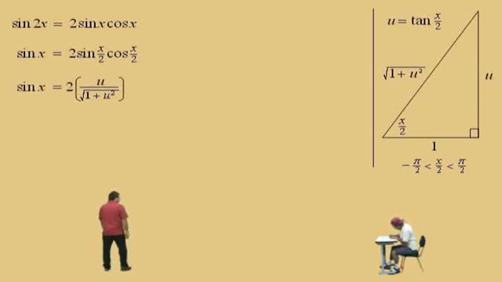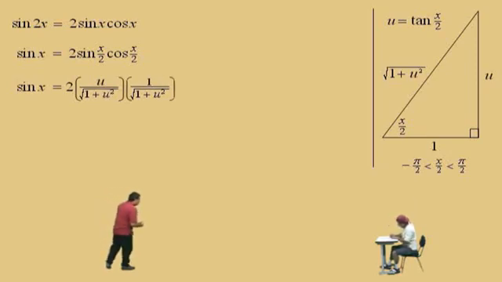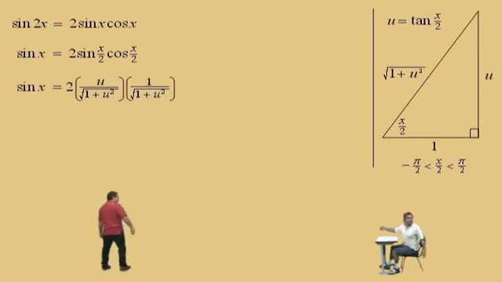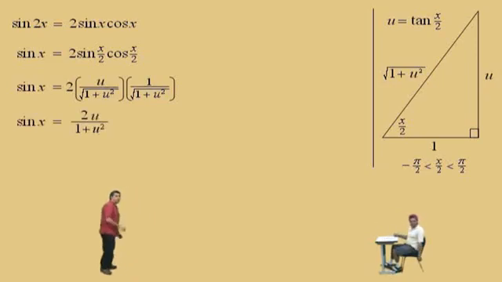Now, how about the cosine of x over 2? 1 over square root of 1 plus u squared. That's right, because cosine is adjacent over hypotenuse, for all you SOHCAHTOA fans. Anyway, Charlie, now go ahead and multiply. What do we get on top? 2u, and on the bottom, 1 plus u squared. So now we can replace sine x with 2u over 1 plus u squared.